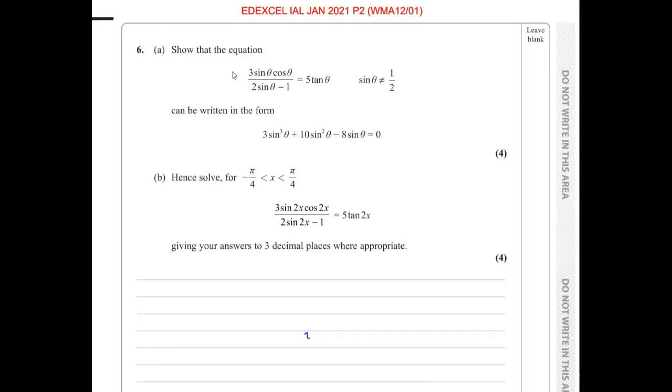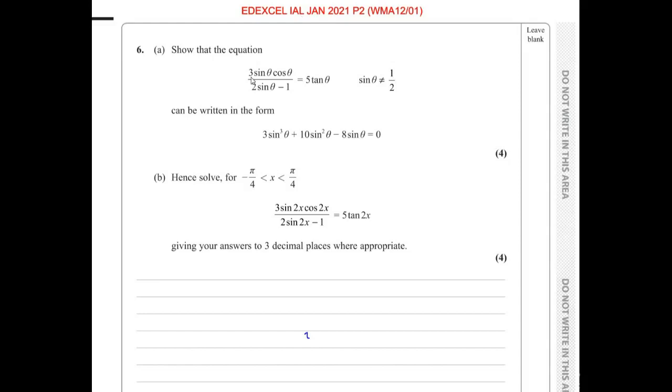Welcome back. Let us do the sixth question from Edexcel International Advanced Level, January 2021 P2 paper. The sixth question is from the Trigonometric Identities and Functions chapter. So let us see what it asks us to do.